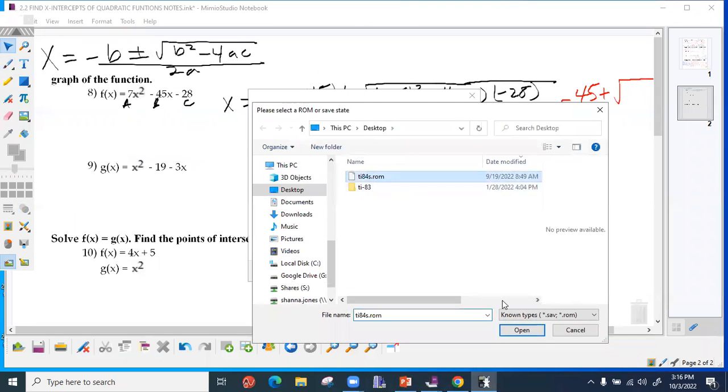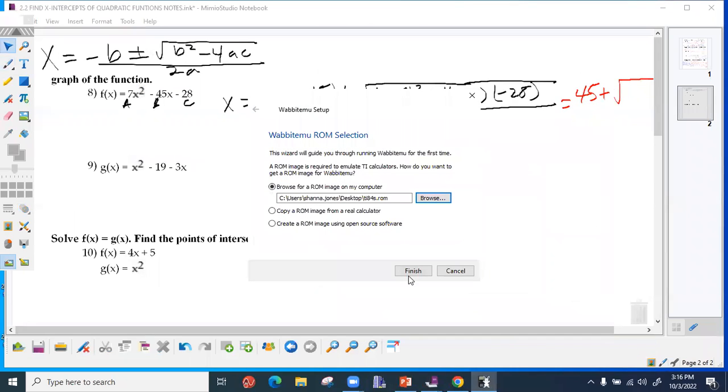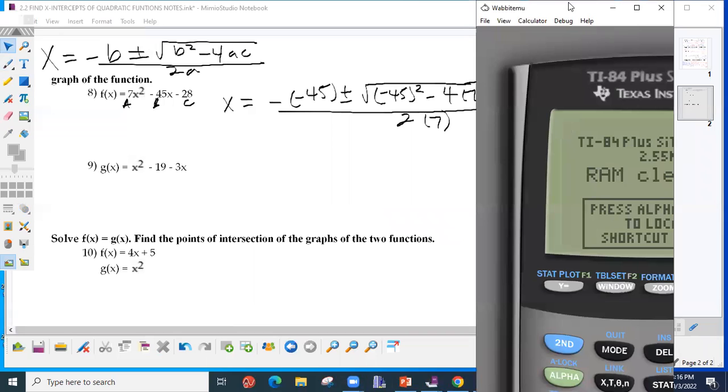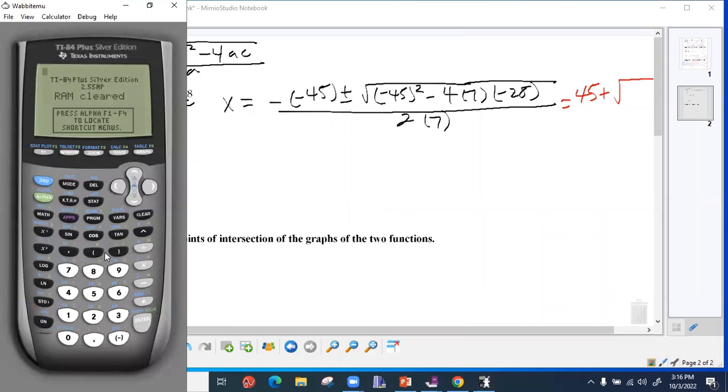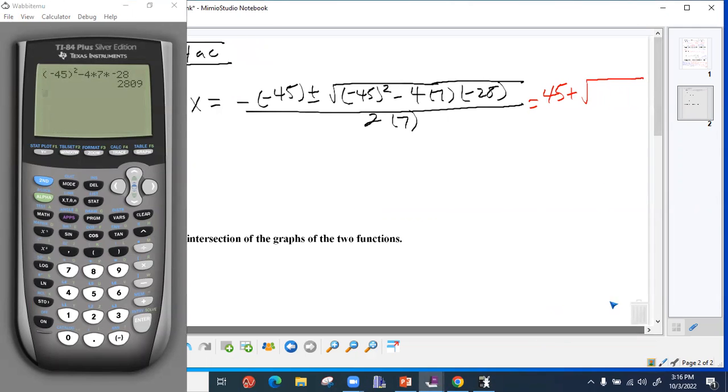mine's closed out. Gonna bring her back. There it is. So I'm gonna put in parenthesis negative 45 squared. And I like to put everything as is. So 4 times 7 times negative 28. And underneath my square root, I get 2,809.